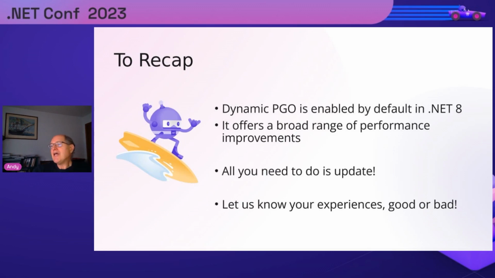Anyways, to recap, Dynamic PGO is now enabled by default in .NET 8. It offers a broad range of performance improvements. Sometimes people say the more complicated your app is, the better it is. I mean, it isn't phased by the most complicated applications out there. All you need to do to turn it on is just update to .NET 8, and please let us know what you think about it, either good or bad.